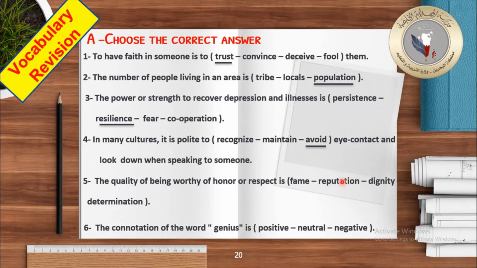Next, number five, the quality of being worthy of honor or respect is fame, reputation, dignity, determination. What would you choose? Of course, dignity. Well done.